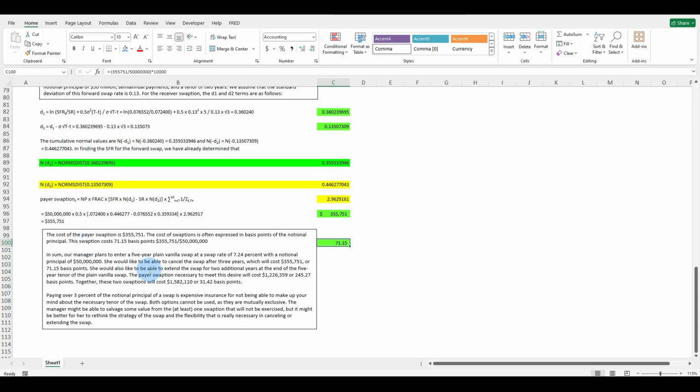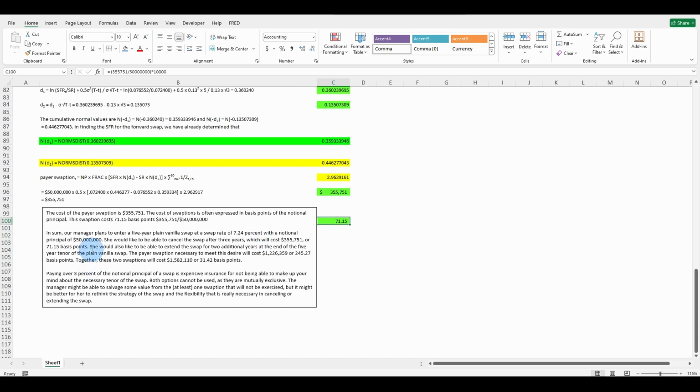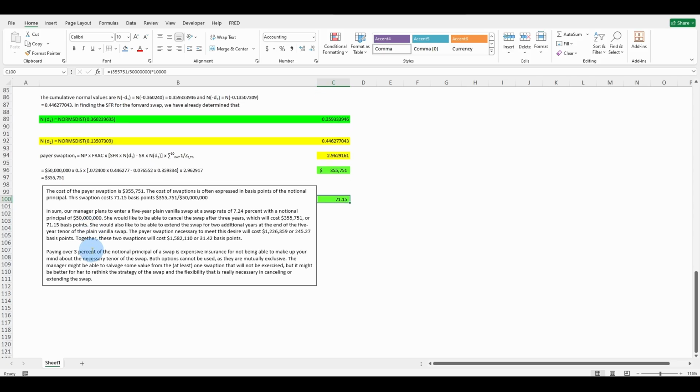In sum, our manager plans to enter a 5-year plain vanilla swap at a rate of 7.24% with a notional principal of $50 million. She would like to be able to cancel the swap after 3 years, which costs $355,000 or 71 basis points. She would also like to be able to extend the swap for 2 additional years at the end of year 5. The payer swaption necessary to meet this desire is 1.2 million or 245 basis points. Together, these two swaptions will cost 1.58 million or 314.2 basis points.